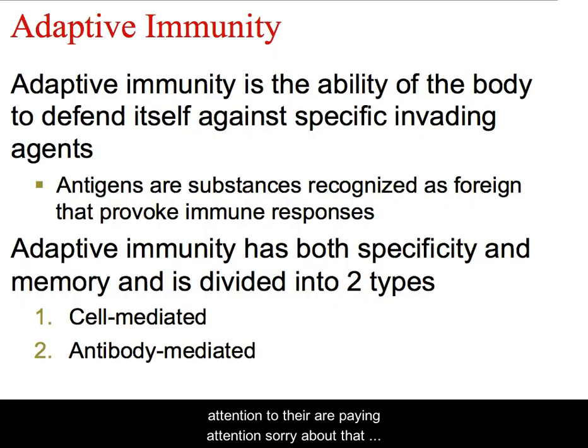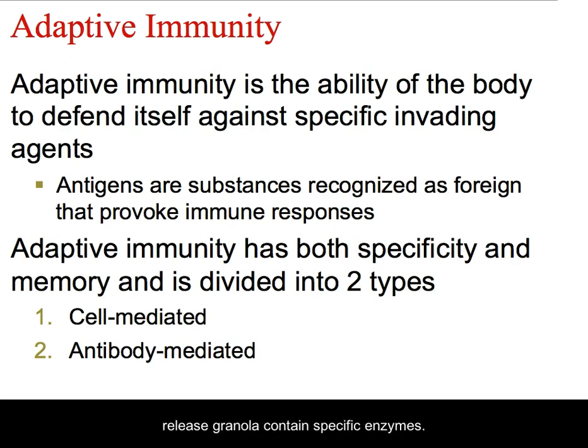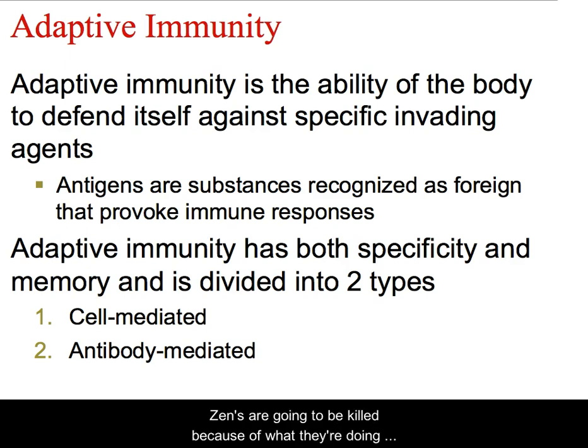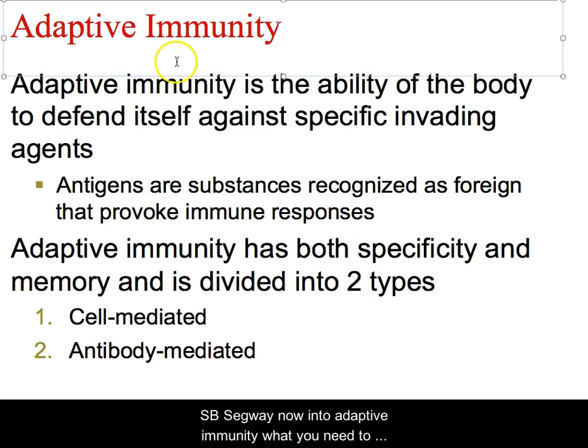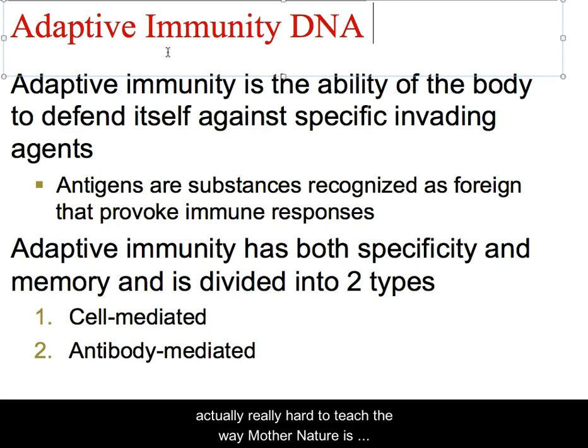As we segue now into adaptive immunity, what you need to understand is this is very specific. And the concept is actually really hard to teach. The way Mother Nature has designed your immune system is she rearranges the genome of each of these individual cells to produce proteins. And remember the rules for how cells function. It's DNA goes to RNA, goes to protein.